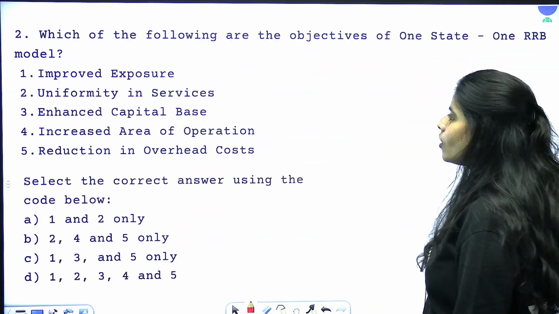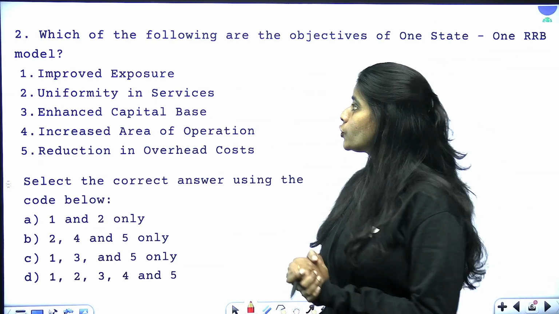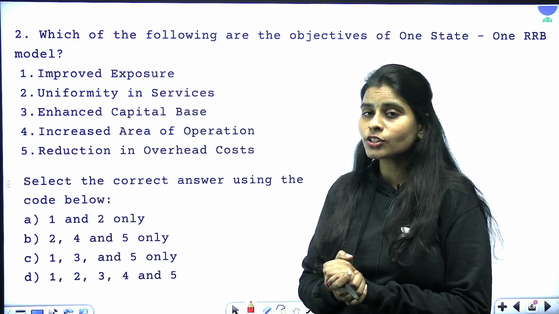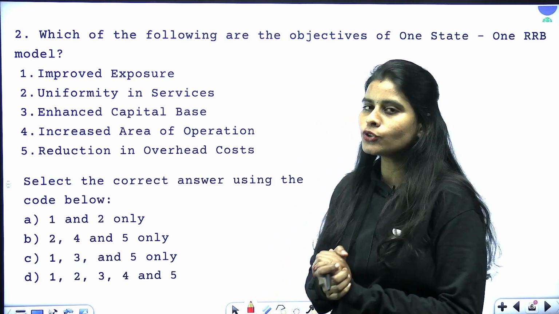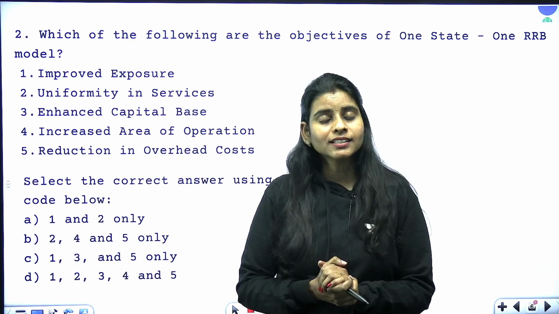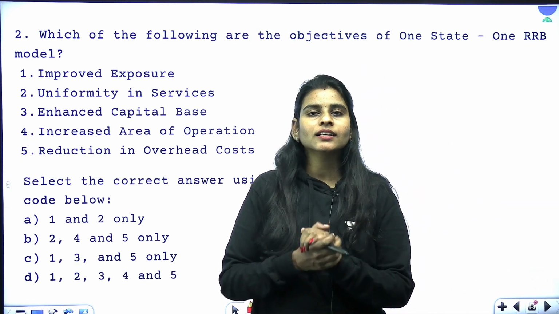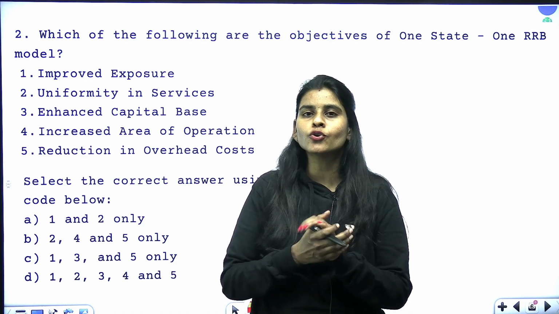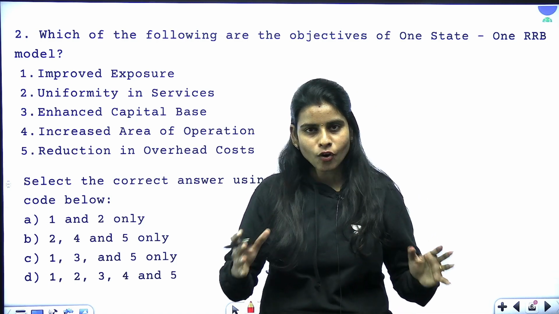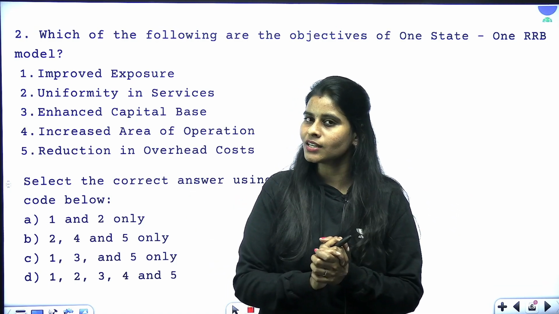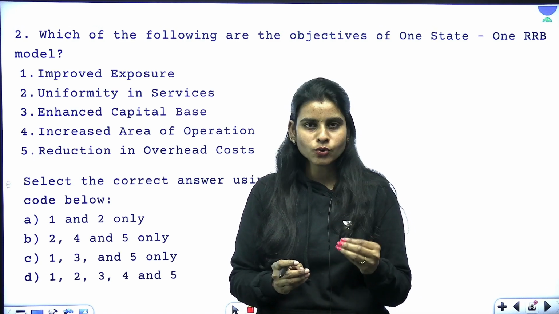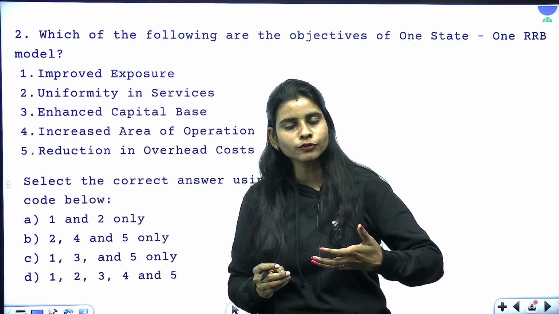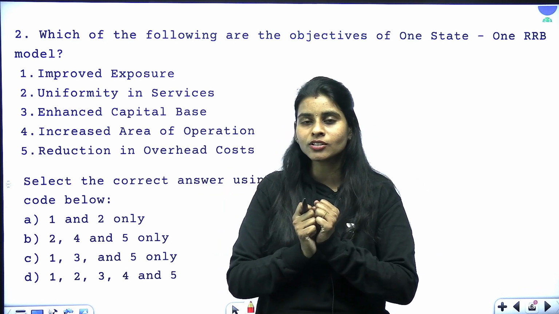Now, moving on to the second question. Which of the following are the objectives of one state, one regional rural bank? If you are following the newspaper, I think you would be familiar with this, that the government has proposed to go for fourth phase of amalgamations of the regional rural banks. So it all started in the year 2004-5. And so far, we have done 3 successful phases of consolidating regional rural banks.